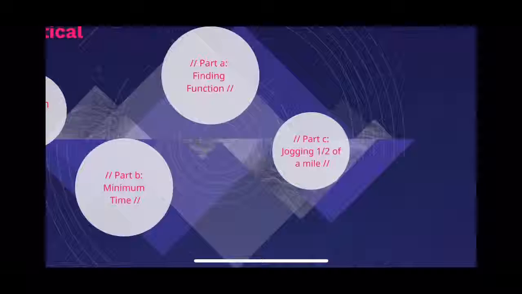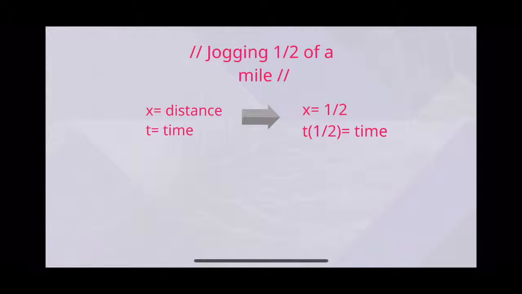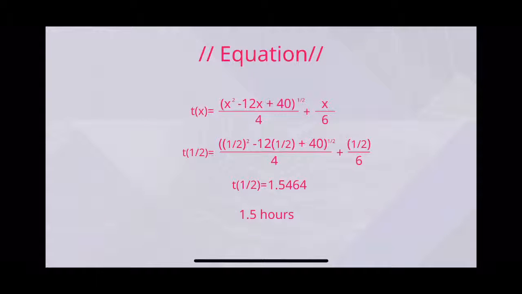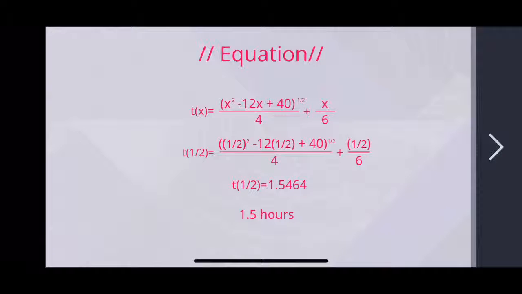Next is Part C, asking us to find how long it would take to jog half a mile. Given that x is distance and t is time, we inserted 1/2 as x. We plugged the new x into the equation, and t of 1/2 came out to be 1.5464, and it would take 1.5 hours to jog half a mile.